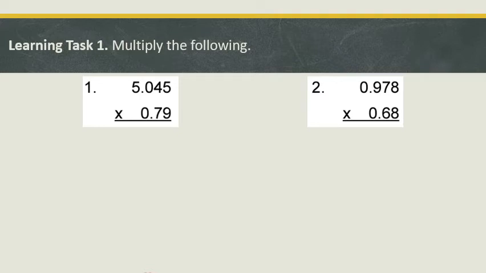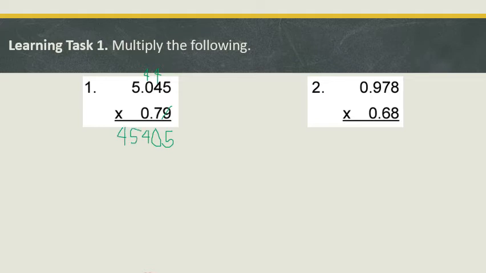So, 9 times 5. So, dito muna tayo. 9 times 5 is 45. So, carry 4. 9 times 4 is 36. Plus 4 is 40. So, carry 4. 9 times 0 is 0. Plus 4 is 4. 9 times 5 is 45.